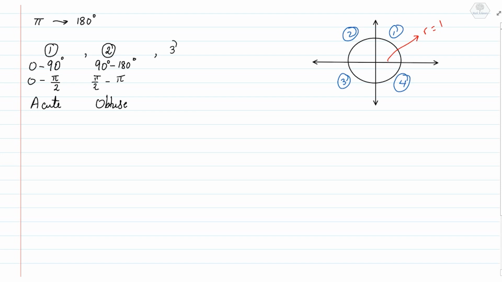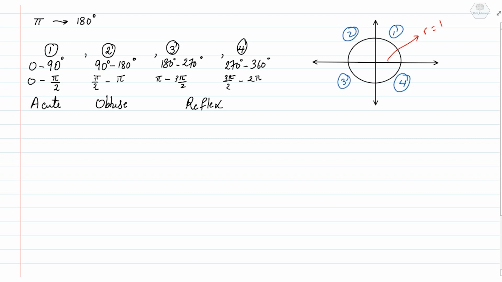The third quadrant is from 180 to 270 degrees, which is from pi to 3 pi over 2. And the fourth quadrant is from 270 degrees to 360 degrees, which is from 3 pi over 2 to 2 pi. We call an angle which is from 180 to 360, either in the third or the fourth, a reflex angle.